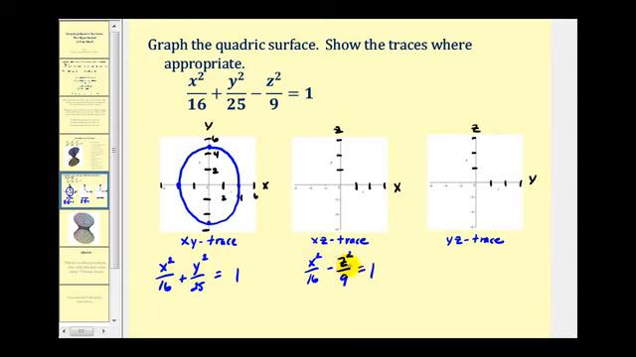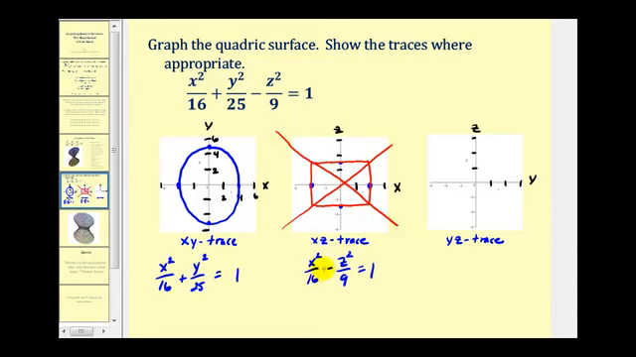It's centered at the origin, and since a squared is equal to 16, we'll move 4 units to the right and 4 units to the left. And since c squared is equal to 9, c would be 3. So we'll plot a point up 3 units and down 3 units. We'll use these 4 points to sketch a rectangle. And then we'll sketch the diagonals of the rectangle. These will be the asymptotes.